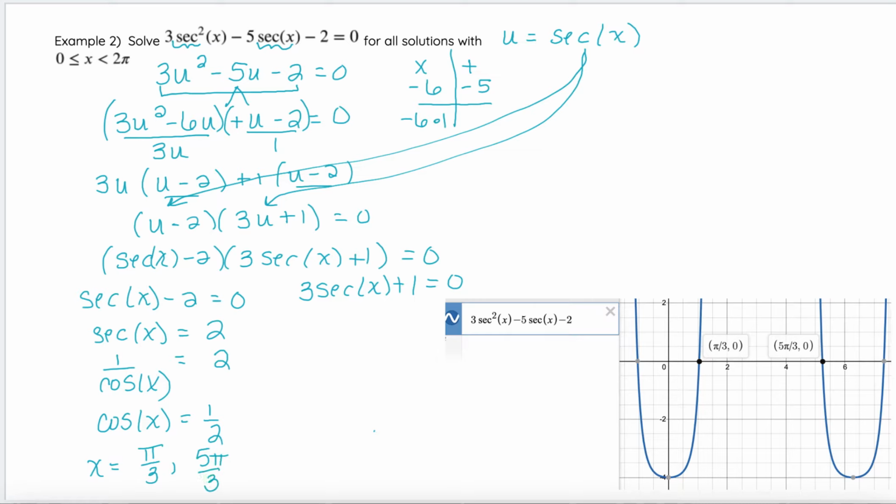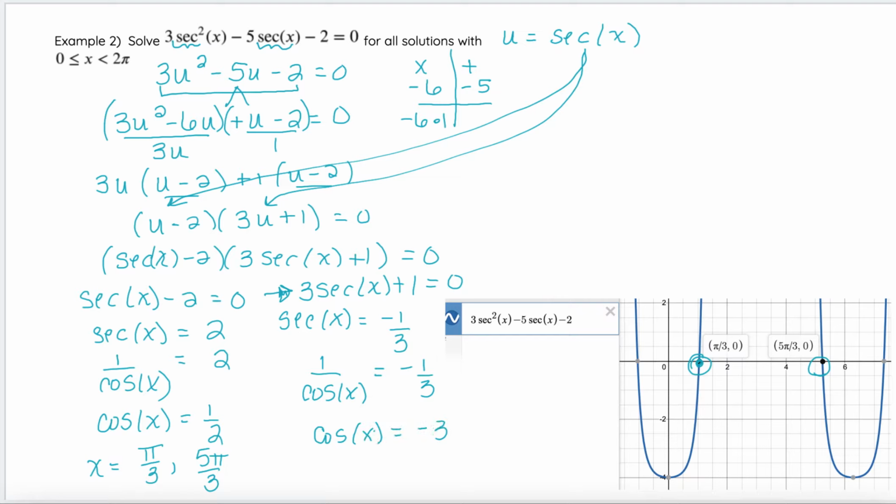Noticing on my graph here that I've got pi over 3 and 5 pi over 3, but I haven't yet solved my second one. How come there's not more? Let's solve and see. This is the same as secant equal to subtract 1, divide by 3 to get secant by itself, or 1 over cosine is equal to -1/3. Using our reciprocal properties, this is the same as cosine is -3.